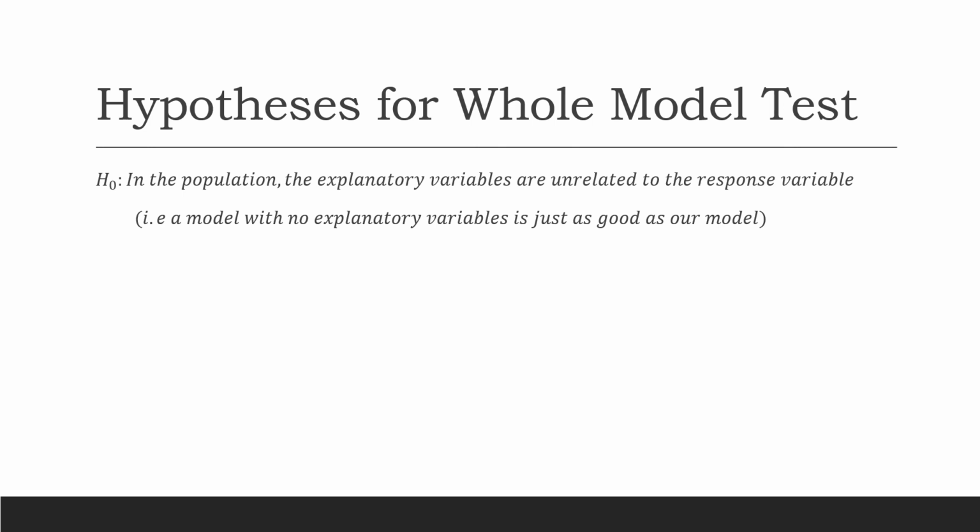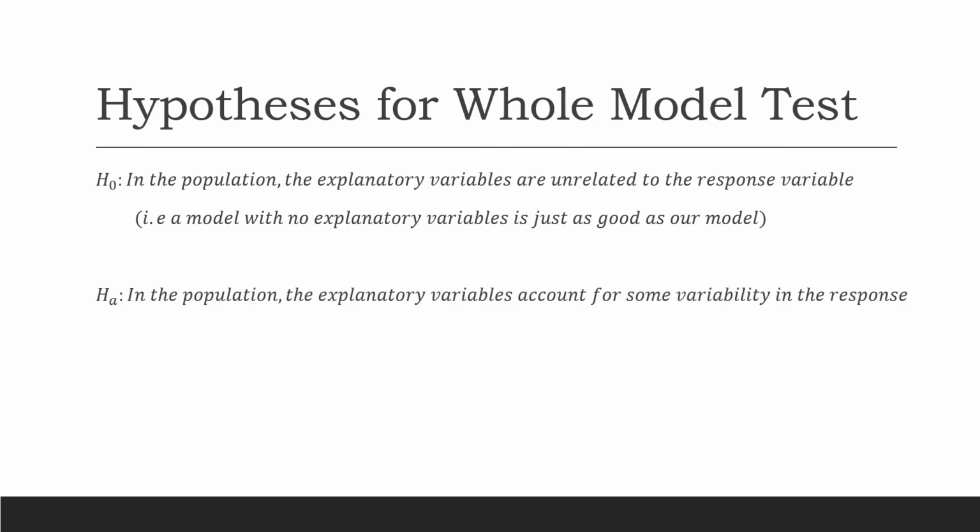On the other hand, the alternative hypothesis is that in the population, the explanatory variables do account for some of the variability in the response. And what that would mean is that our model is, in fact, better than a model with no explanatory variables in understanding what's true in the population.